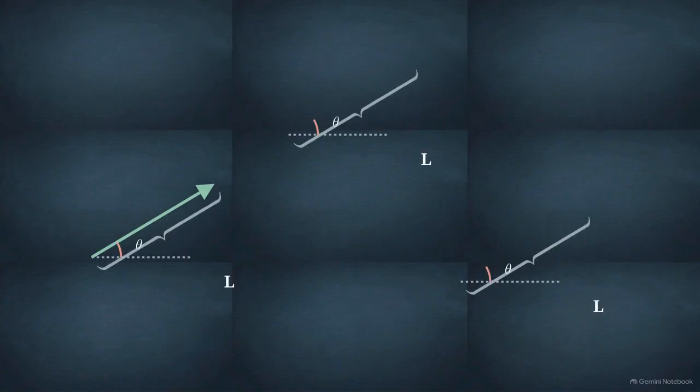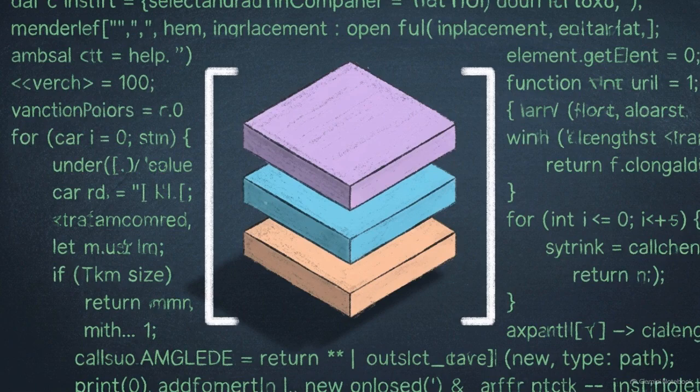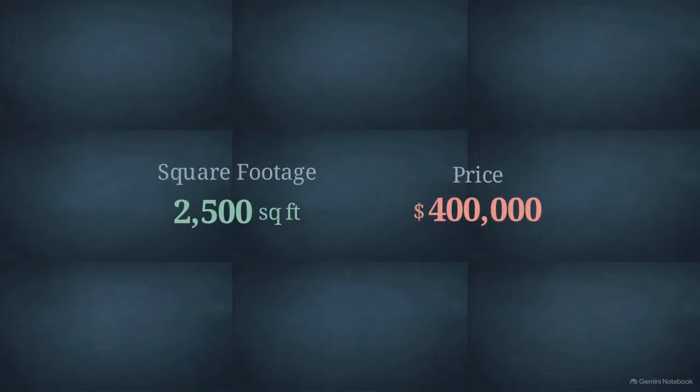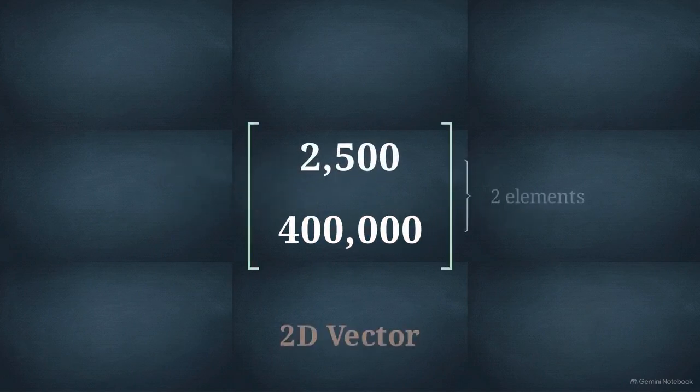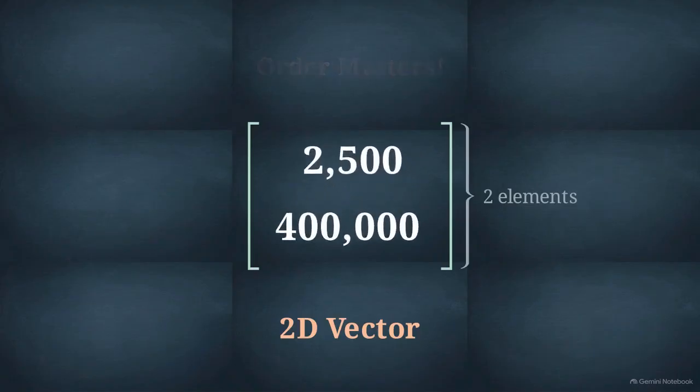As long as you keep those two properties exactly the same, you can pick that arrow up and slide it anywhere you want in three-dimensional space. Ask a computer science student, and they'll say a vector is an ordered list of numbers. If you're analyzing housing prices, you might model each house with two numbers, square footage and price. The vector is the mathematical bracket to organize that data.